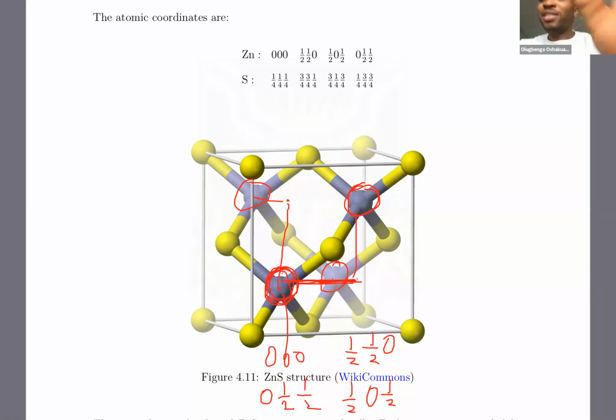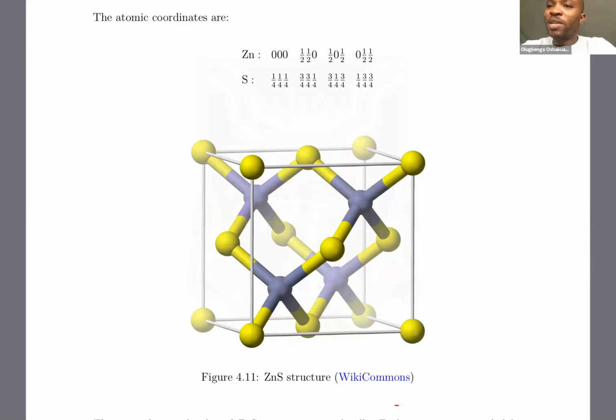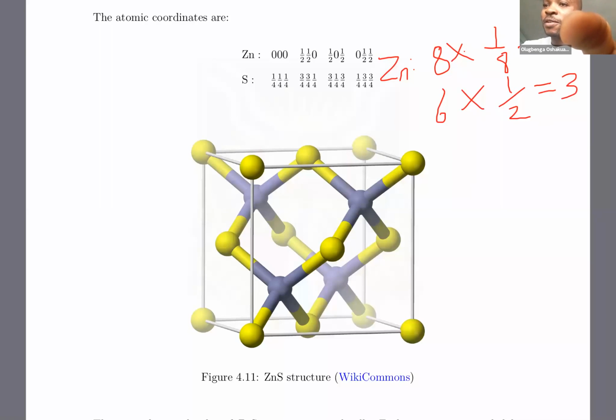So another thing we can also play with in this structure is to ask how many zinc atoms we have in this cell. We have 8 at the corners times 1/8. That's equal to 1. We have 6 at the faces times 1/2. That is 3. That means we have 4 zinc atoms.